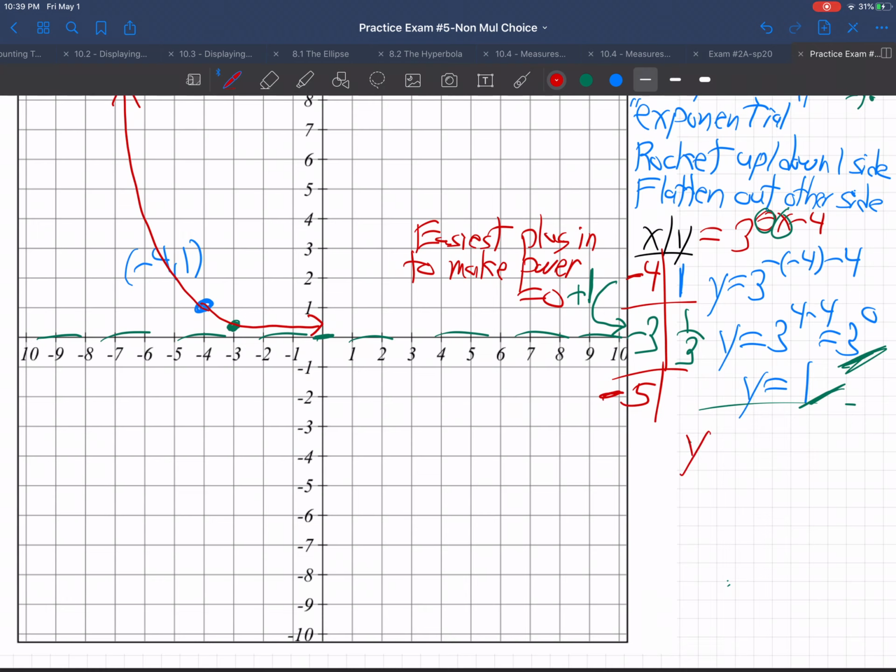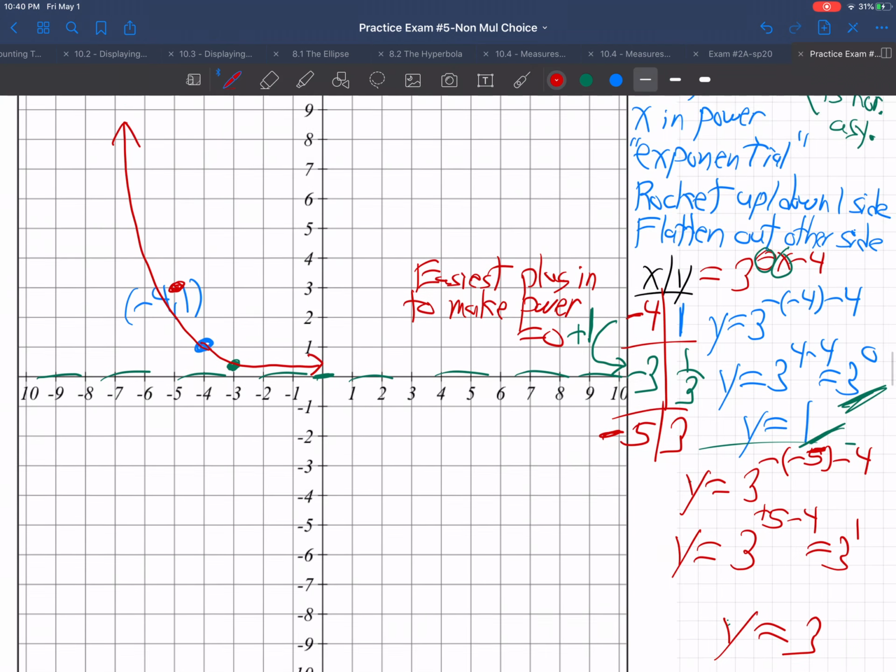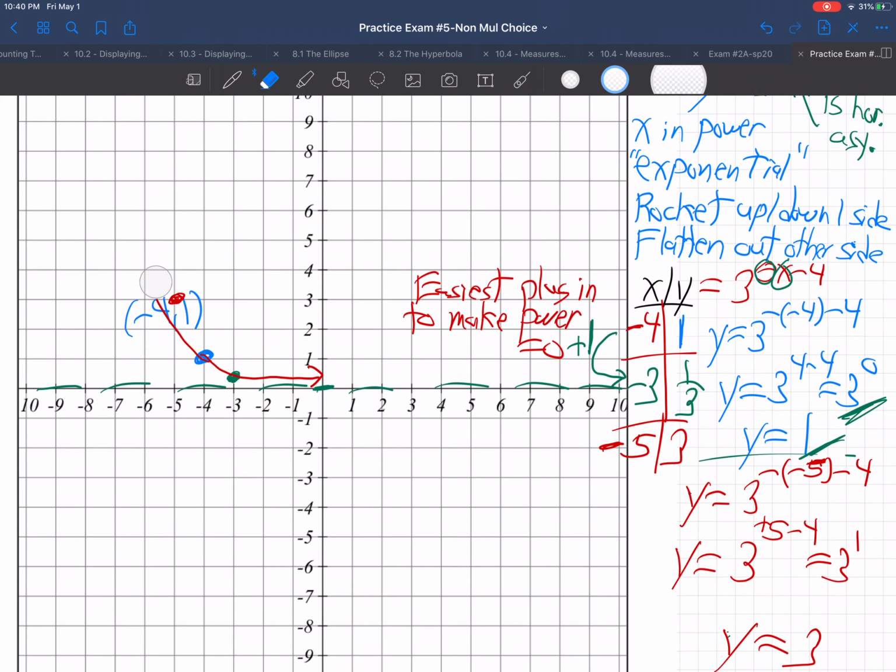That'll just be easier. So we'll get y equals 3 to the minus negative 5 minus 4. And that's y equals 3 to the plus 5 minus 4. 3 to the 1, so y is just 3. So back 5, up 1, 2, 3. So it should actually go, so I missed it a little bit. It should really go a little steeper than I had it. It should go back 5, up 3 through this. So there we go. So back 5, up 3.